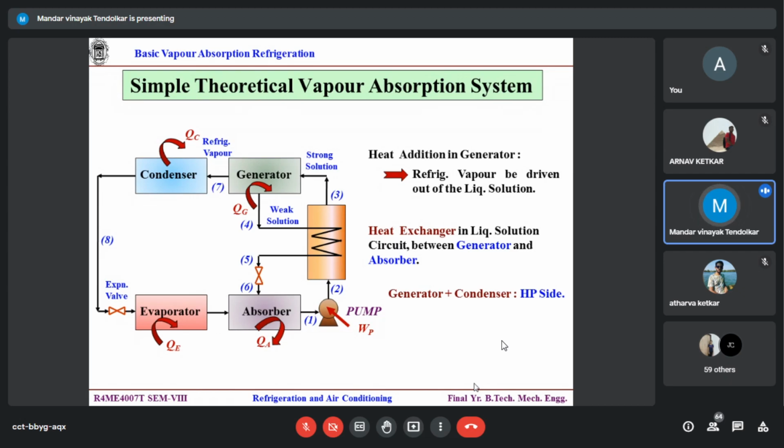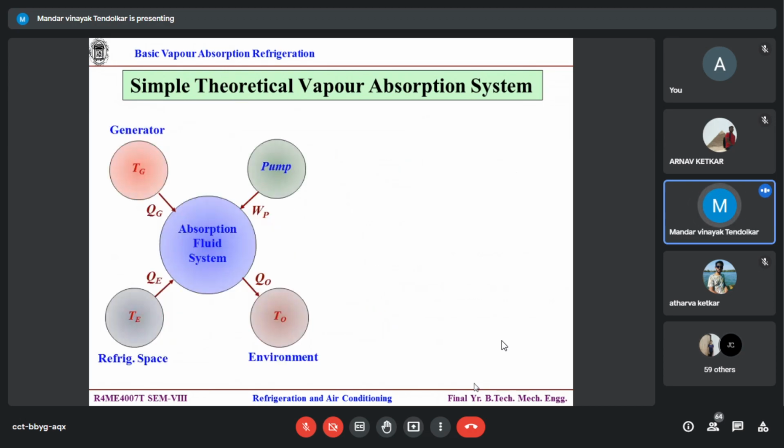So generator plus condenser, that is my high pressure side, the upper one. And evaporator and absorber, that is my low pressure side. And the pressure differential is created with the help of a pump which deals with the liquid. So my WP is also less. Because of the heat exchanger in between, my QG is also reduced. I'm trying to reduce every input parameter. Maximize the evaporator load, the refrigeration effect.